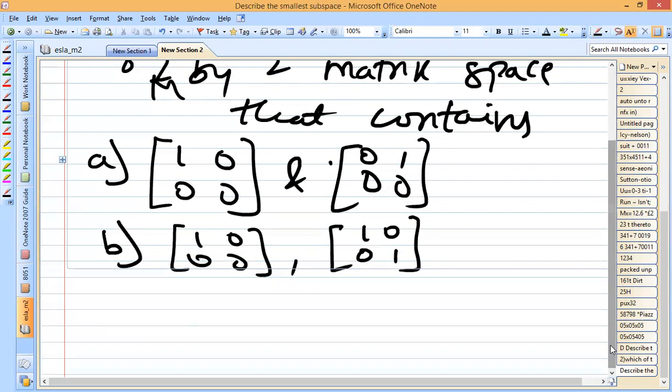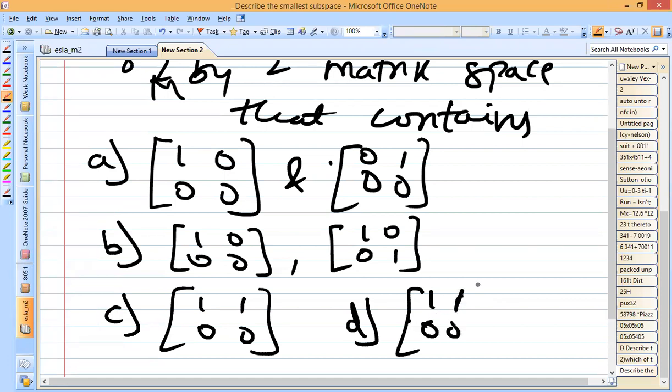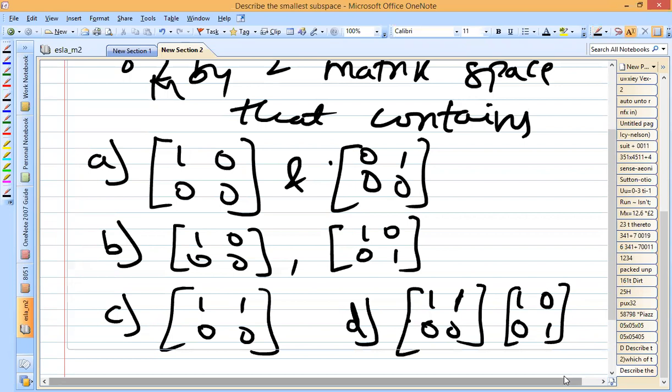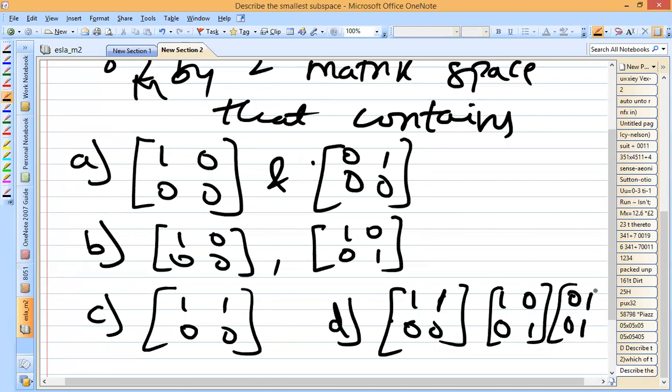I'll just write it. C is just 1100, and D has three matrices given. So 1100, 1001, and the third matrix is 0101. So here, for these matrices, we had to find the smallest subspace.